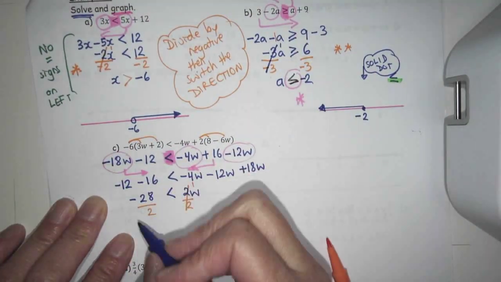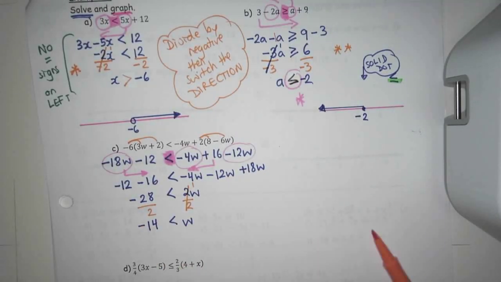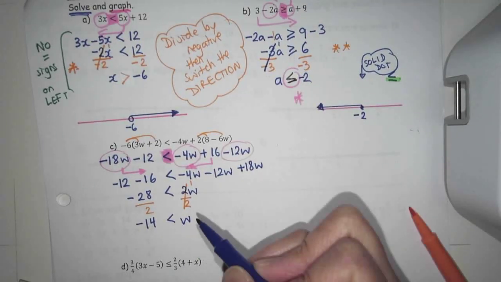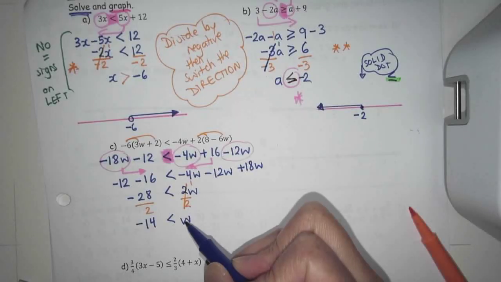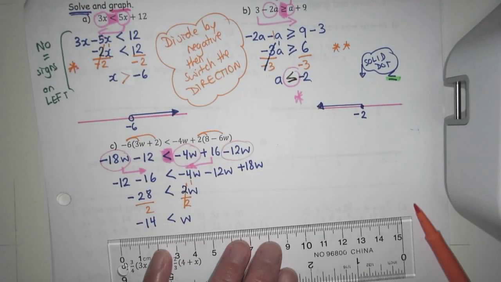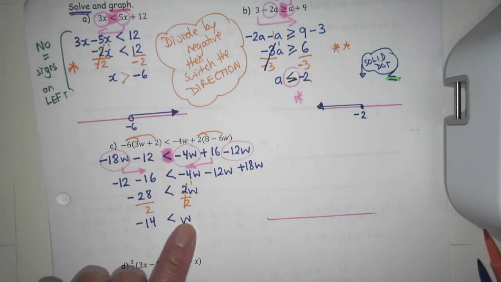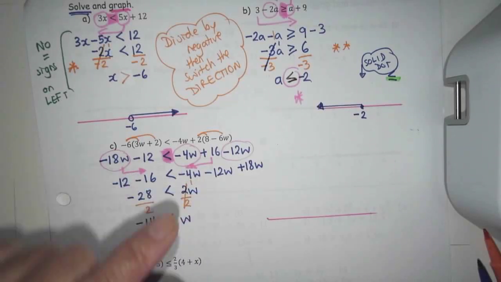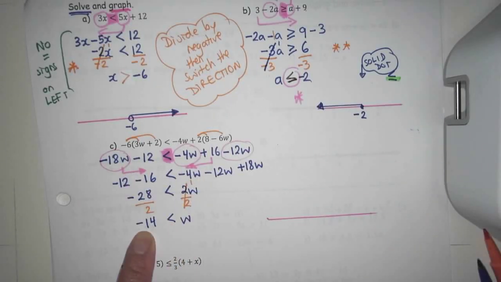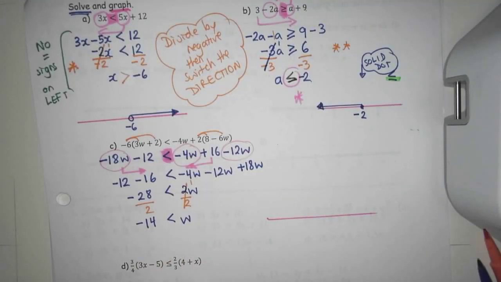So my answer will be negative 14 is less than w. That's it. Oh, sorry. Yes, negative 14 is less than w. If you read it from the w, w is greater than negative 14. So one more time. You can read it two ways. You either go w is greater, so the mouth is open to the w, w is greater than negative 14, or you can say negative 14, see how it's closed, is less than w. They both mean the same thing.